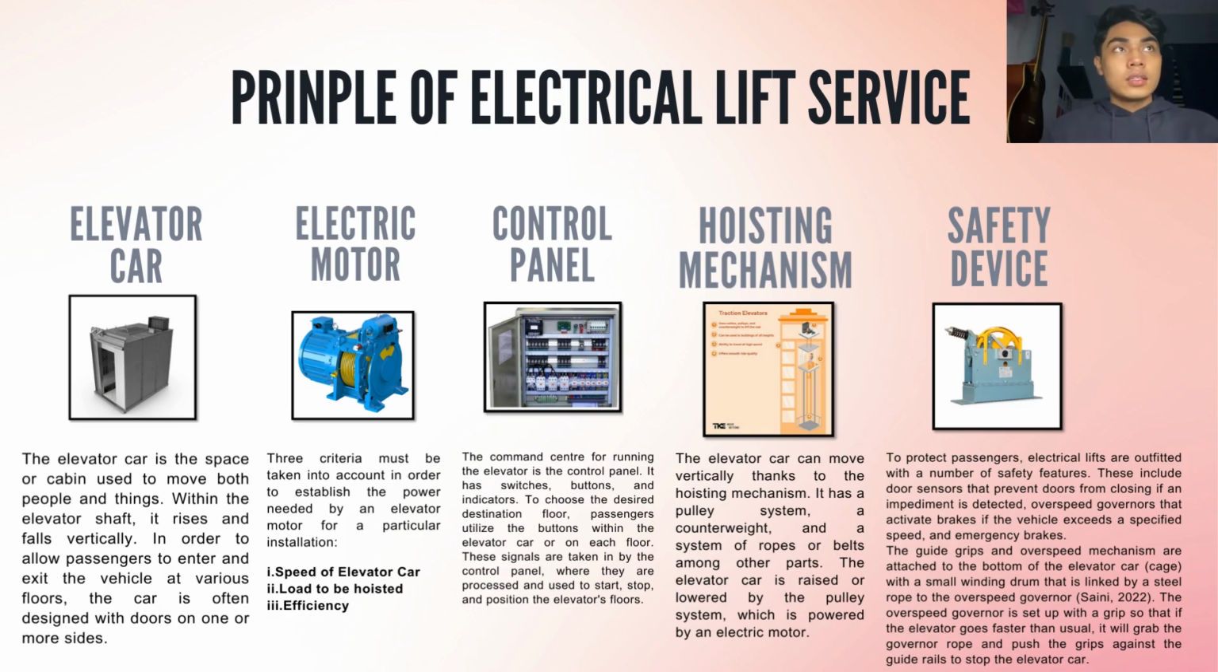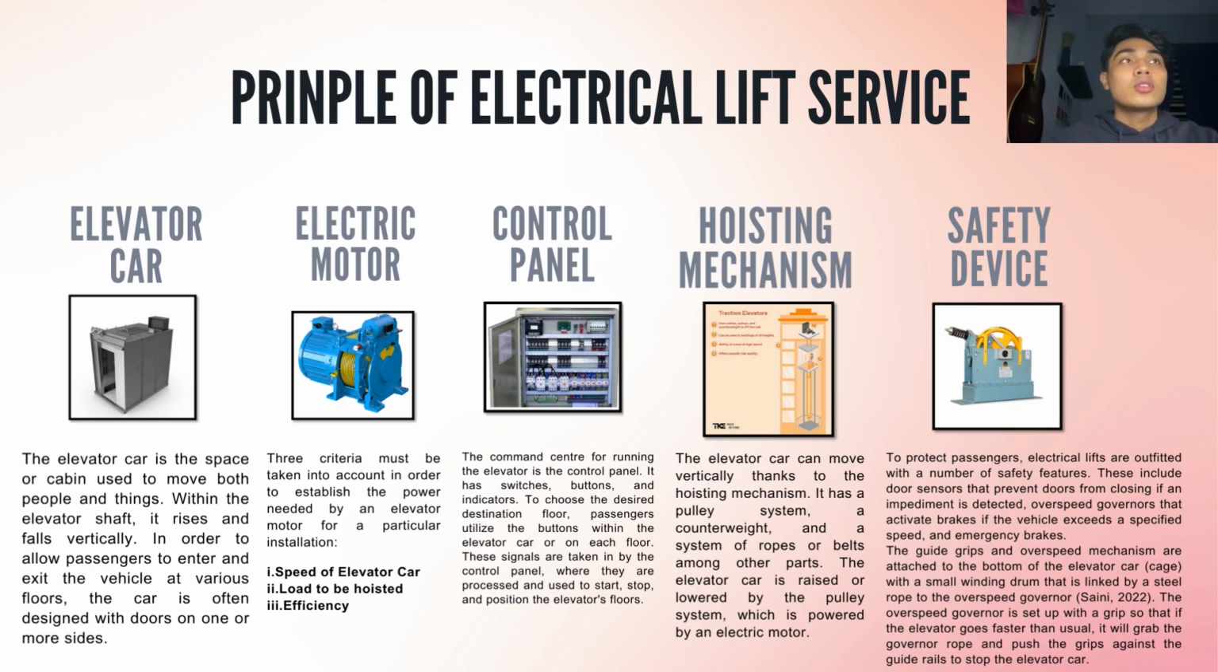So next is the control panel. It is the command center for running the elevator, and it has switches, buttons, and indicators. To choose the desired destination floor, passengers will utilize the buttons within the elevator car or on each floor, and then these signals are taken in by the control panel. Then they are processed and used to start, stop, and position the elevator at the floor.